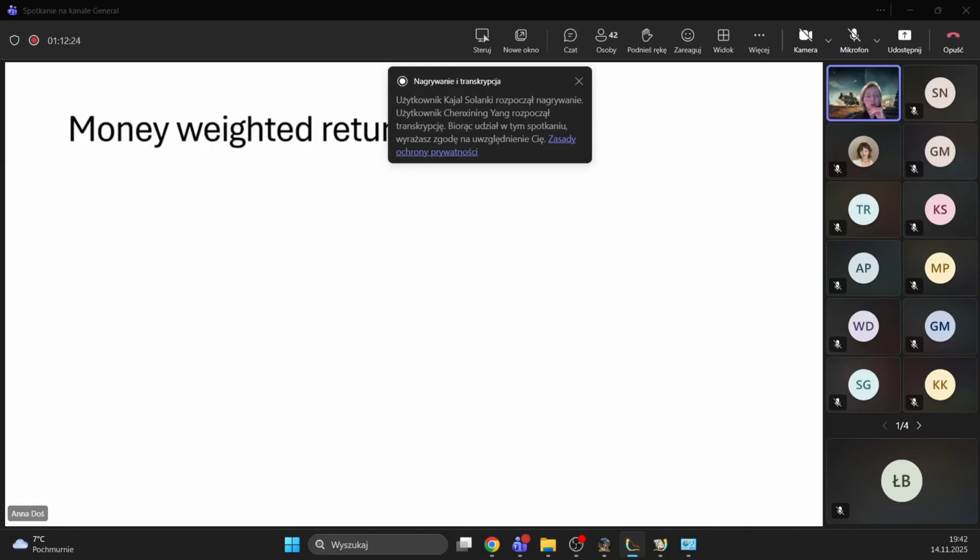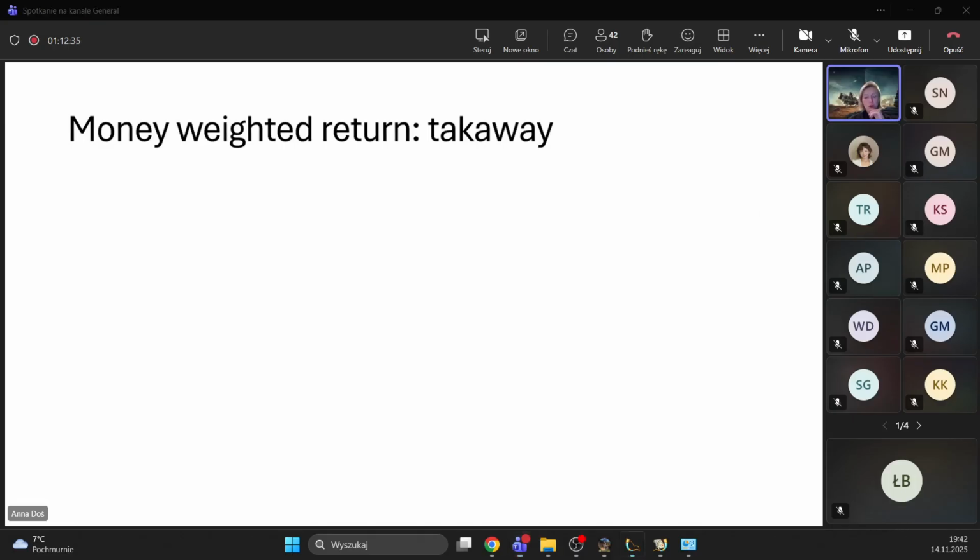Now, let's go to money-weighted return. This is a very important concept for portfolio managers. Portfolio managers are people who manage the funds that are provided by investors, the clients, and withdrawn by the clients. So the portfolio manager is not fully responsible for how much money is actually allocated in the fund, because this is the decision of the clients to contribute to the fund or to withdraw from the fund.